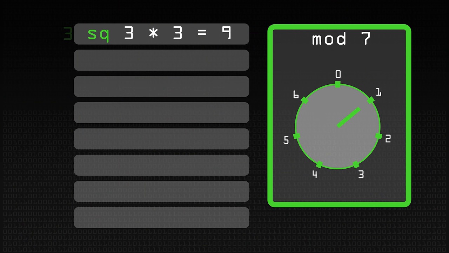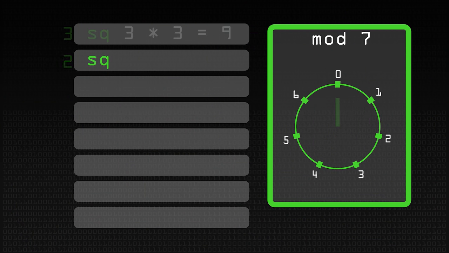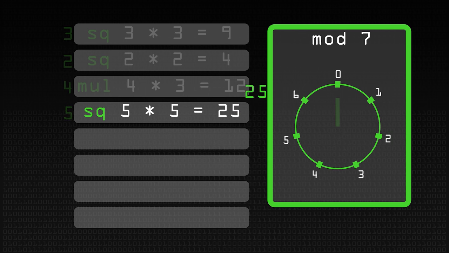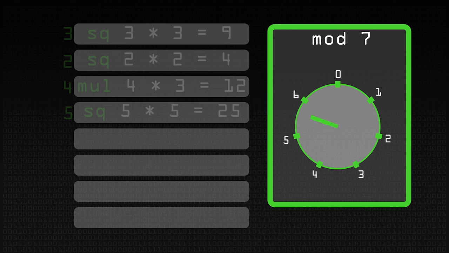Then this is going to be 3, this is going to be the intermediate value square, so 2 times 2 is 4, mod 7 is also 4, right? 4 times another 3 is 12, mod 7 is 5, right? 5 times 5 is 25, but the next multiple of 7 below that is 21, so 4 is the answer, right? 4 mod 7, right?